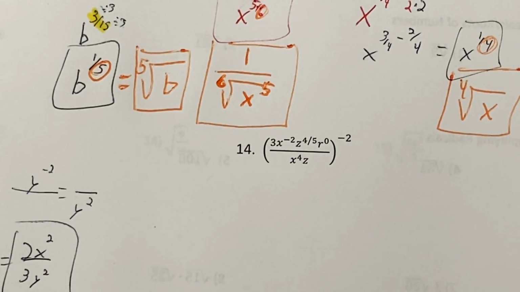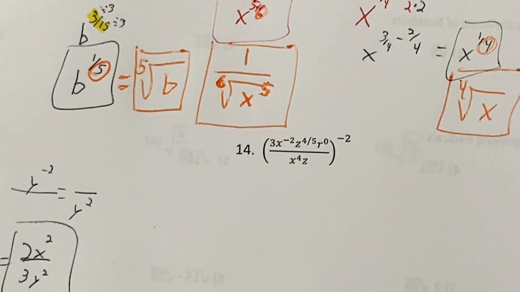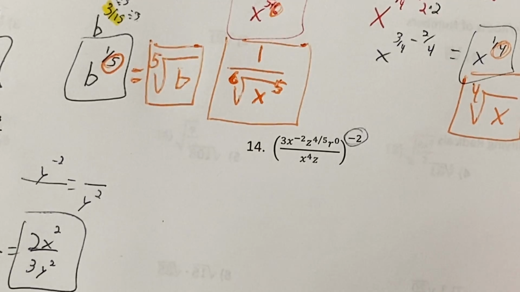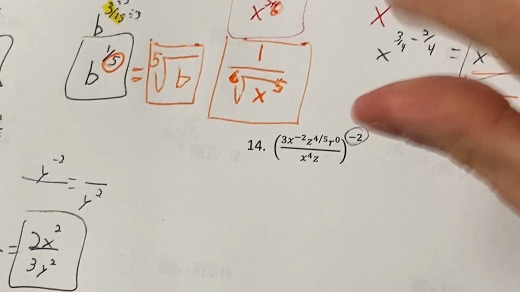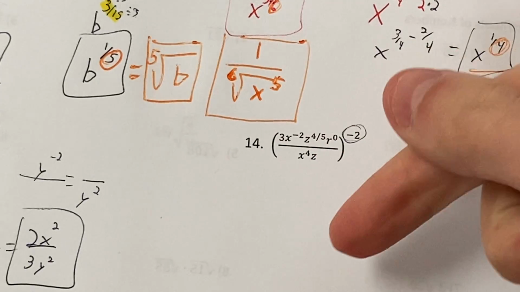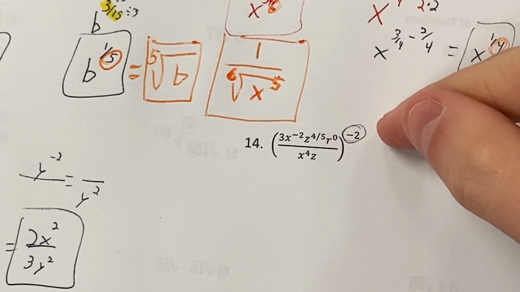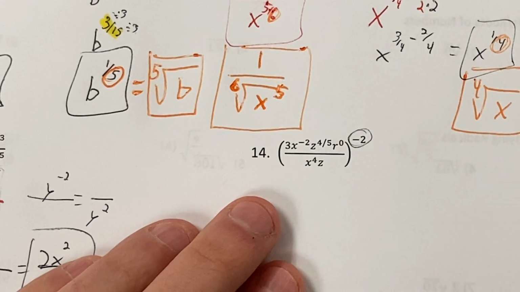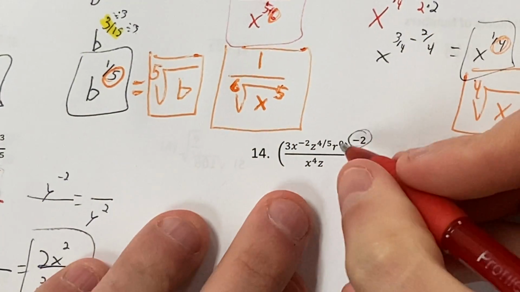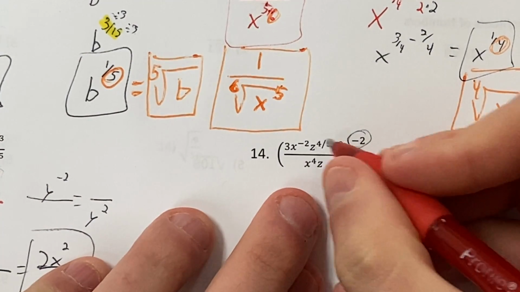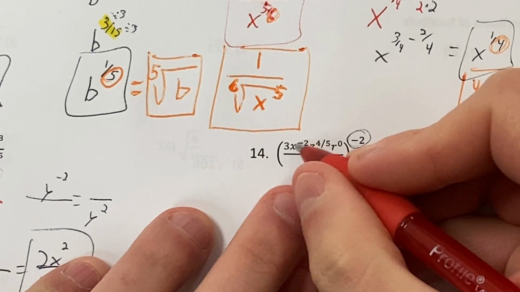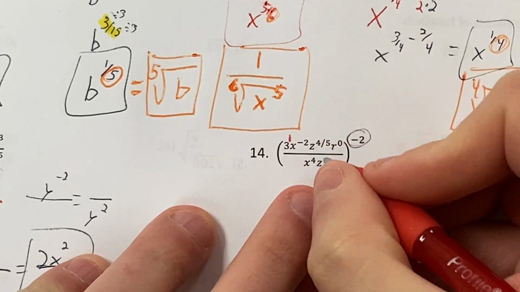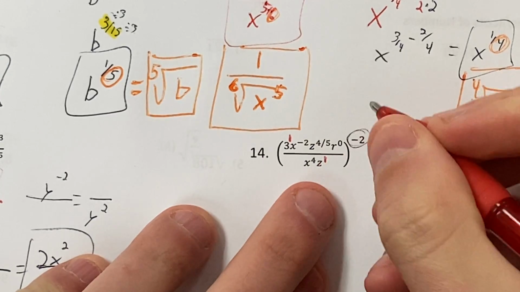14, as I like to call it, the hot mess problem. I guess I'm going to get rid of this negative 2 part first. The negative is going to take everything and flip it upside down, and then I'm just going to multiply all exponents by 2. So when I do that, I want to make sure all my things have exponents. This has an exponent, this has an exponent, this has an exponent. The 3 has an exponent of 1. The z has an exponent of 1.